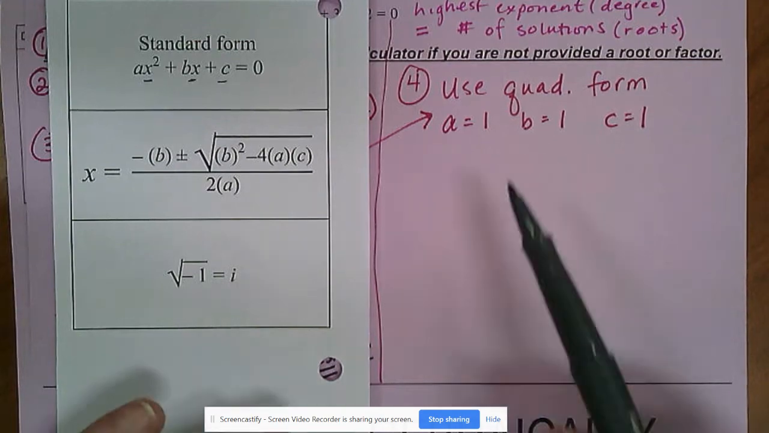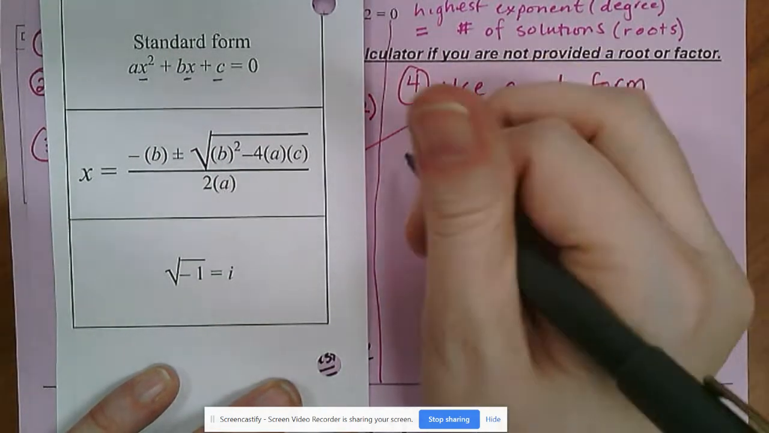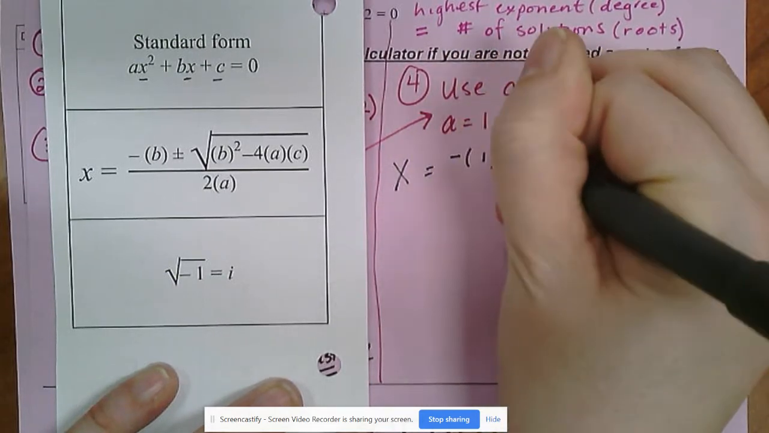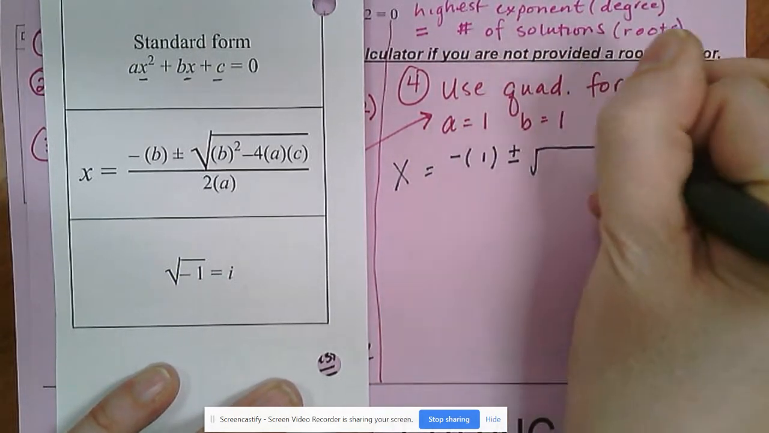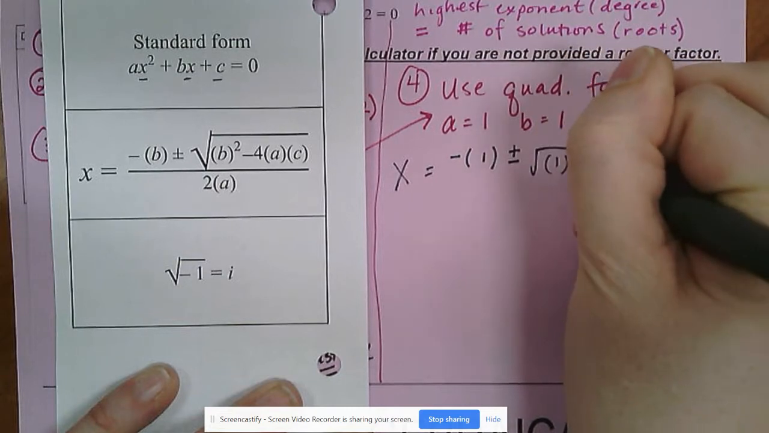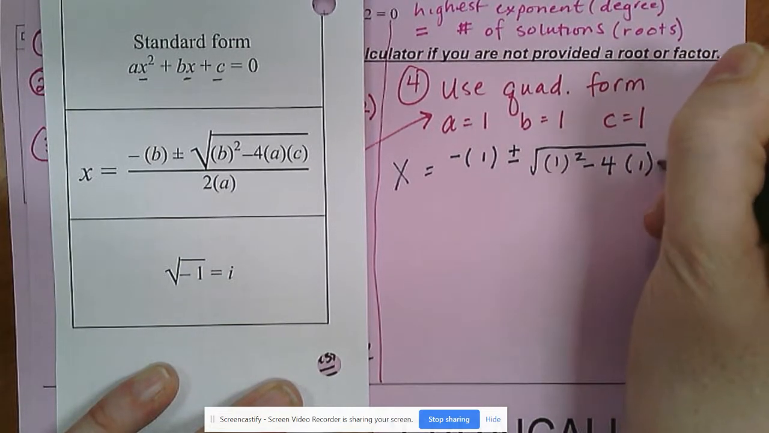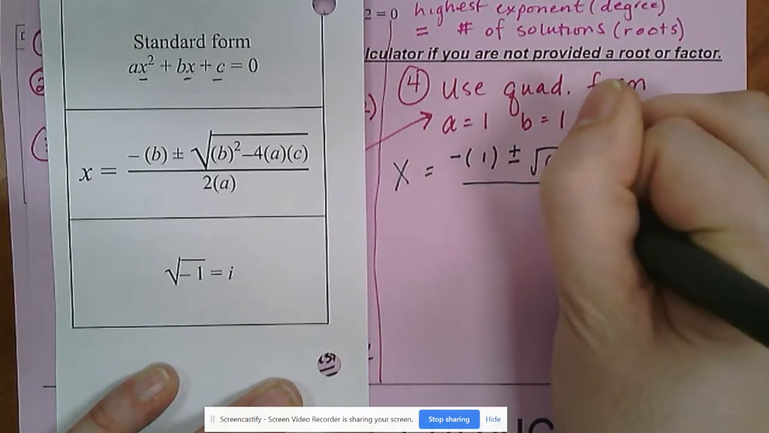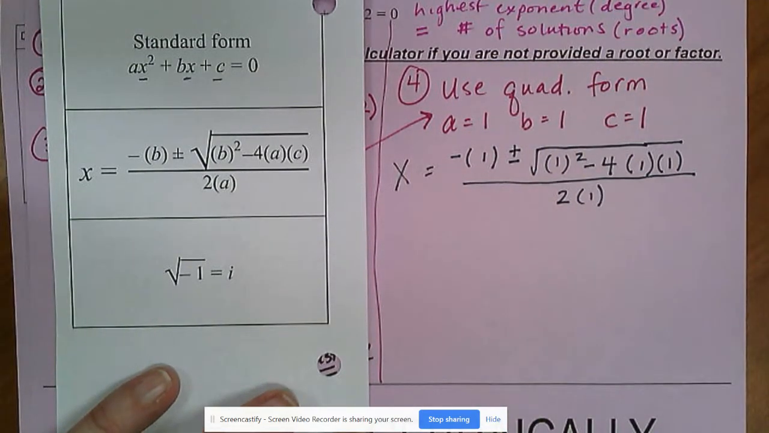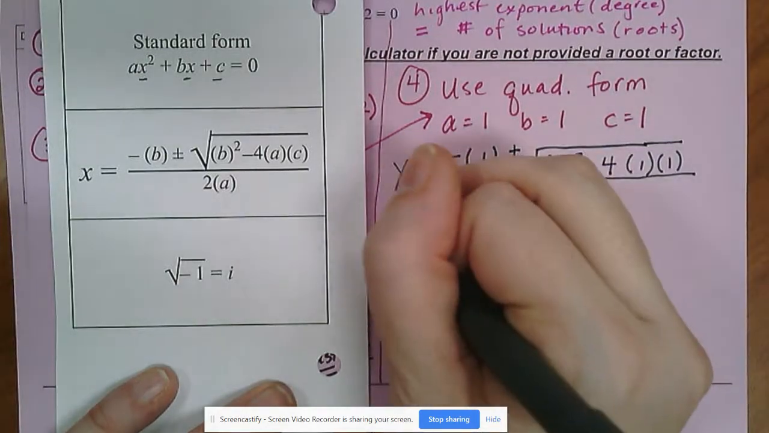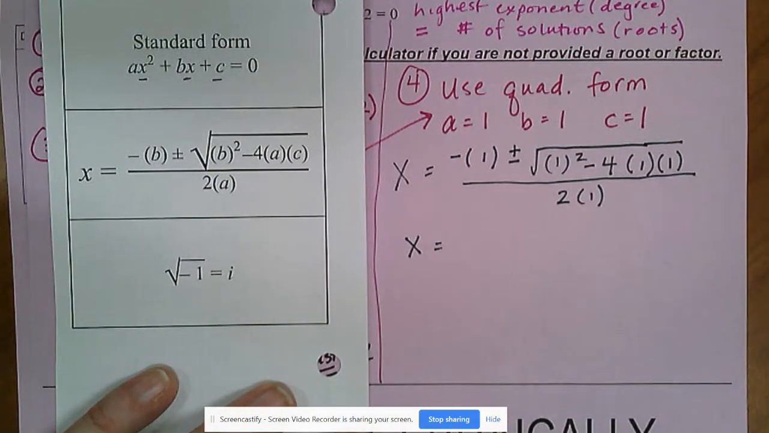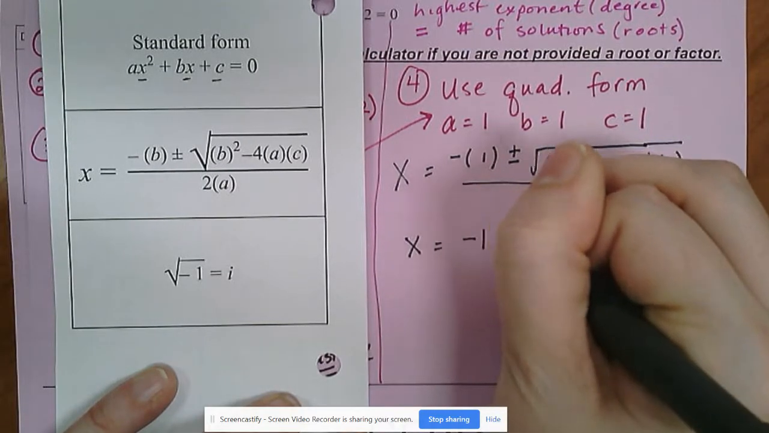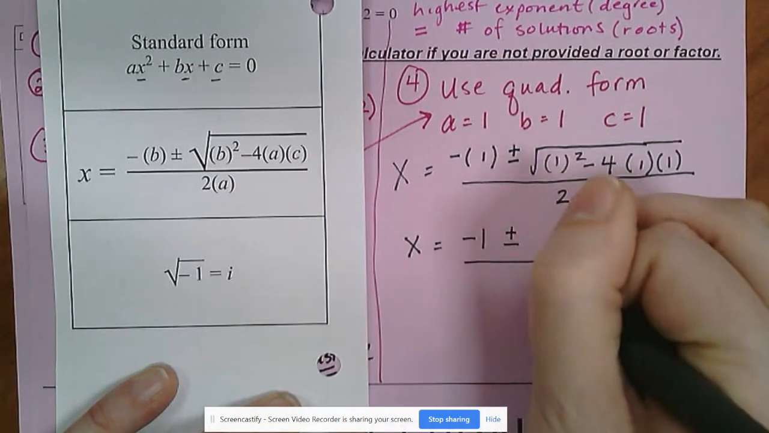I'm going to take my A, B, and C, and I'm going to sub them in. So x equals the opposite of B plus minus the square root of B squared minus 4 times A times C. And all of that is over 2 times 1. All right, so now I've got to simplify this. The opposite of 1 is negative 1. We still have that plus minus, and all of this is over 2.